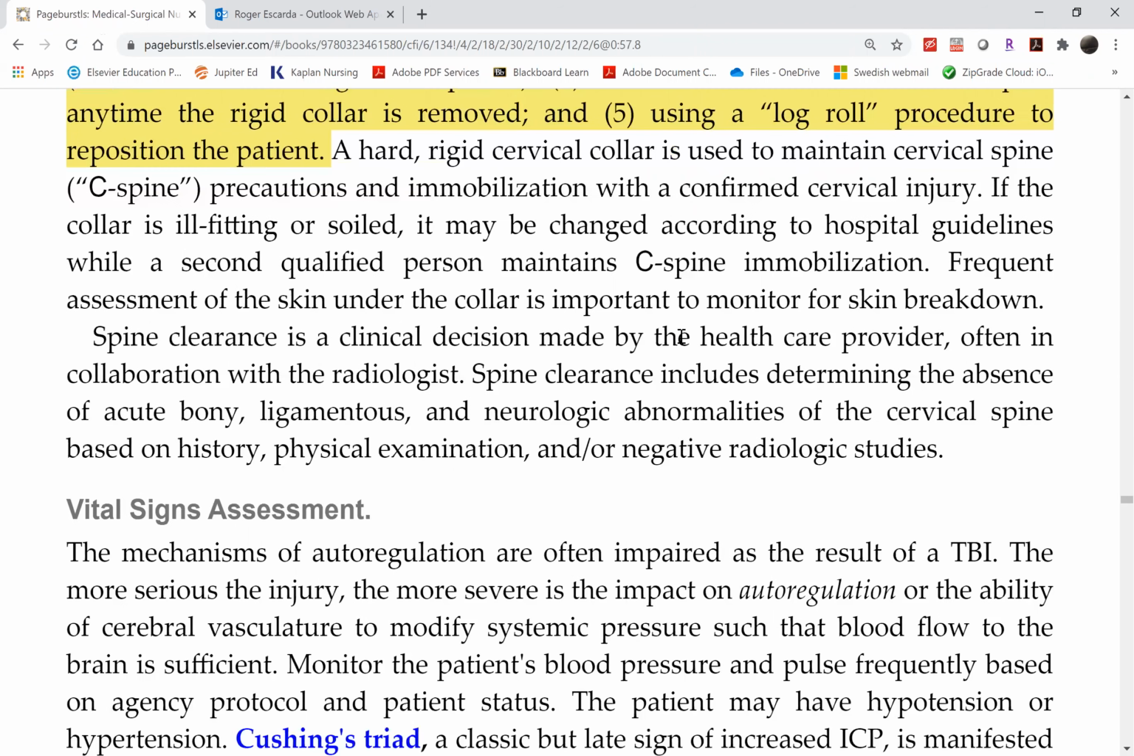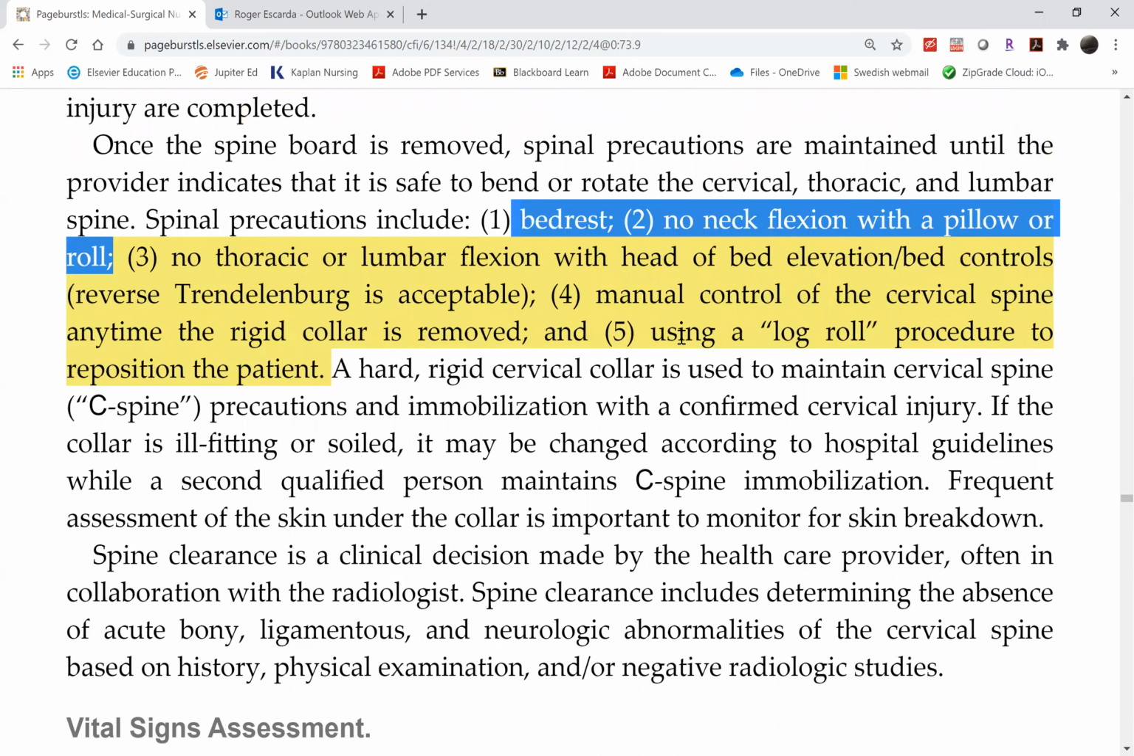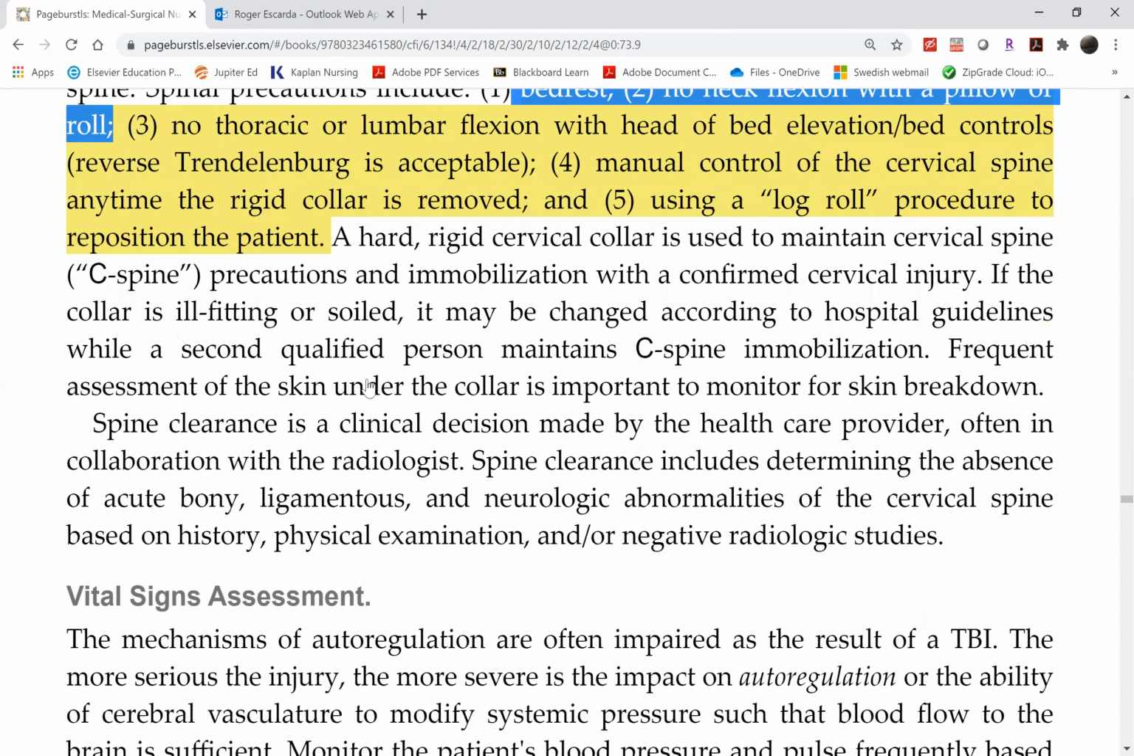Any question on spinal precautions? Very good. All right, so here's the Cushing's triad.